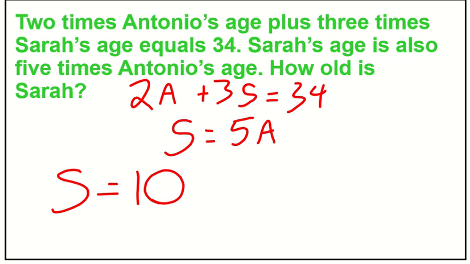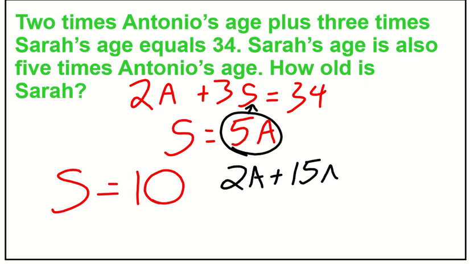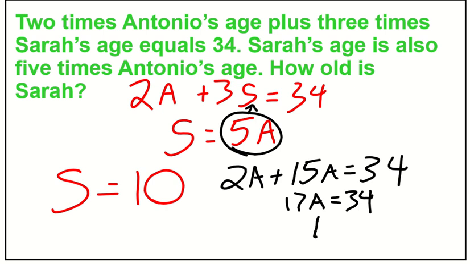So those would be the 2 equations I have. It says 2 times Antonio's age plus 3 times Sarah's age equals 34. That's the first one. Sarah's age is also 5 times Antonio's age. If we solve without Desmos, we substitute the 5a goes in for the s. So we still have 3 times the 5a. So that would give us 2a plus 15a equals 34. That's 17a equals 34. So when we divide, we get Antonio's age is 2.